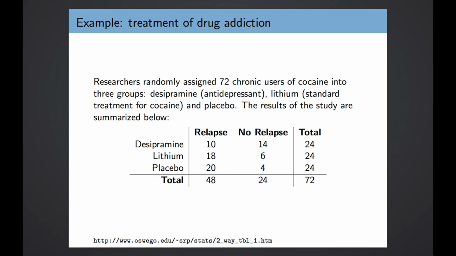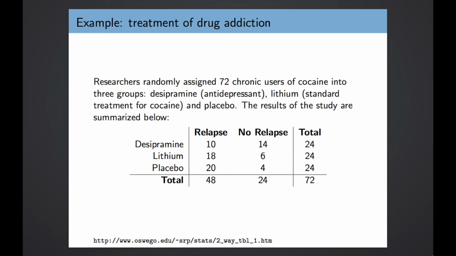So let's look at an example to explore some of these concepts in conditional probability. We're going to be looking at a study where researchers were treating 72 chronic users of cocaine, and those patients were grouped into 3 different groups. One group was treated with desipramine, which is an antidepressant. The next group was treated with lithium, which is a standard treatment for cocaine. And the third group was a control group, a placebo group. And in this table, we can see the results of the study. There are 24 patients in each of those 3 groups, adding up to 72 users total.